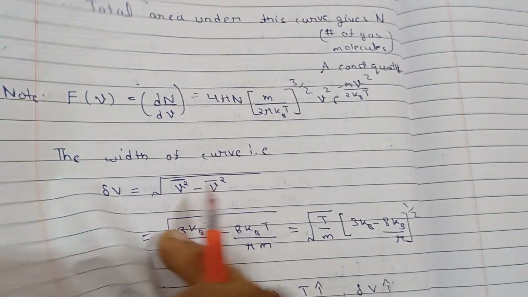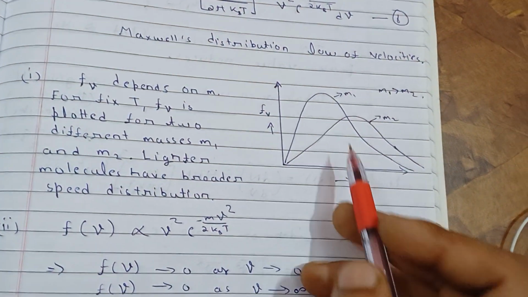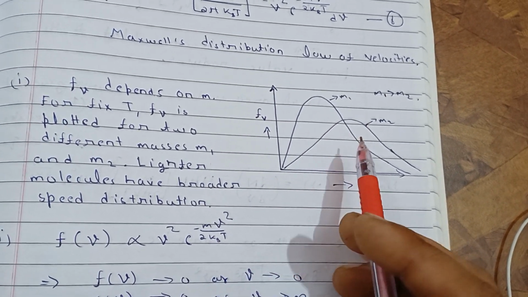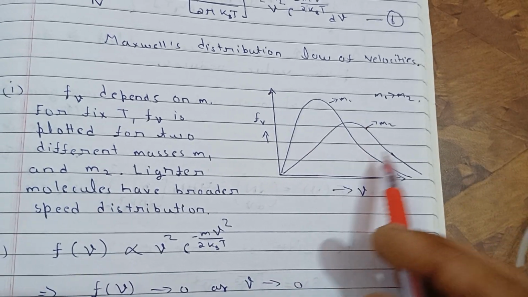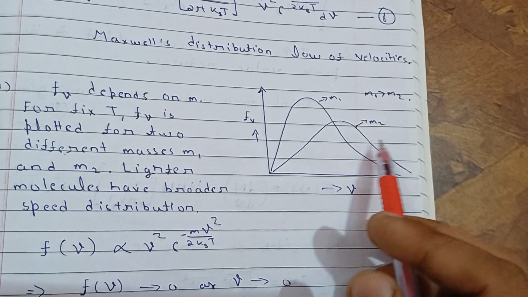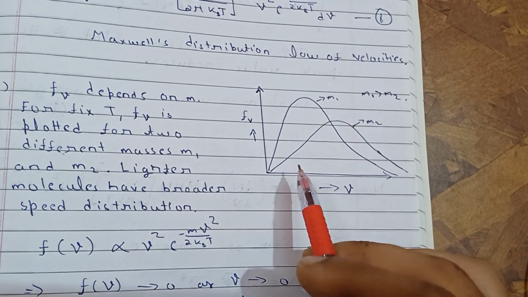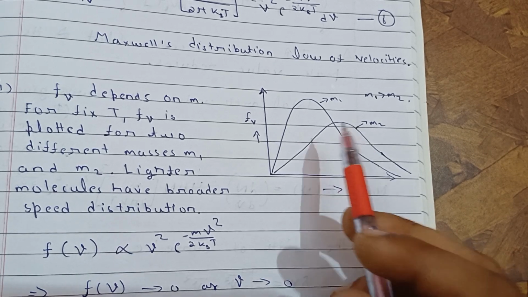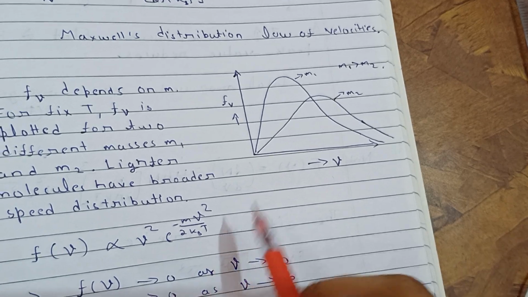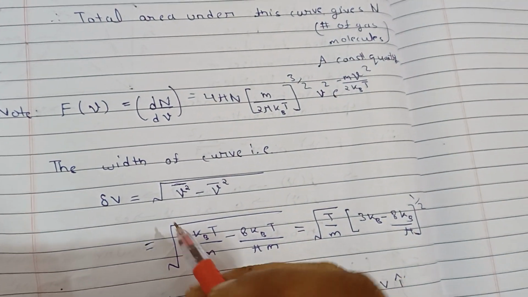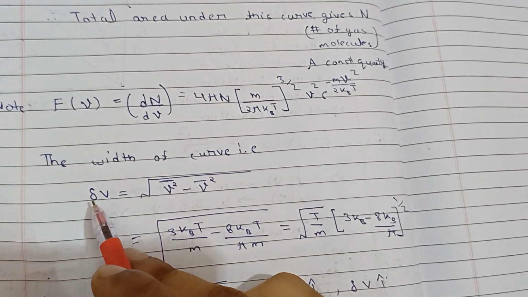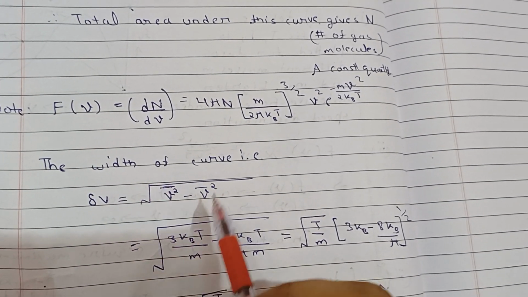Now, the width of the curve. How can we determine it? The mathematical thing we have to see is the width of the curve. When we study standard deviation, which is the square root of the variance, what does the standard deviation represent? It represents the range in which 68% of the data is lying, represented by the standard deviation sigma. That's why the standard deviation represents the width of the curve. So let's find the standard deviation first. It is given by the square root of the average of the square minus the square of the average, which gives the standard deviation in the velocity. This will be the width of the curve.